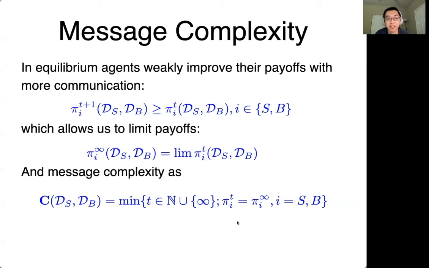And finally, we can define the message complexity in the following way. So it's just the smallest number t, so that pi_i^t equals the limit payoff for each agent. And in total, that just means having more rounds than t will not help anyone in the setting.